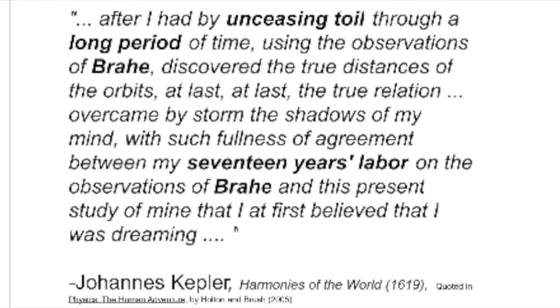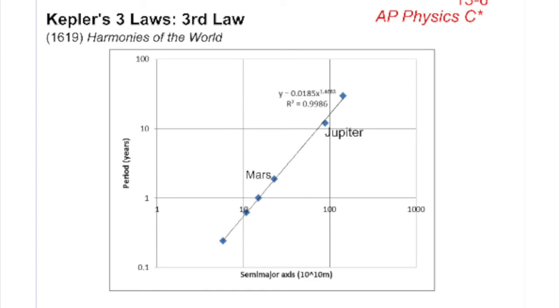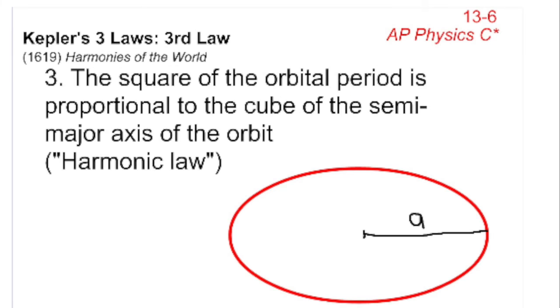And you can use the amazing technology of log-log paper to see that you will get a straight line on log-log paper, which is equivalent to the fact that the ratio of each of these variables raised to a power is always constant. And so Kepler's third law is just that the square of the orbital period is proportional to the cube of the semi-major axis of the orbit. Again, the semi-major axis here is just a line that goes from the center of the whole ellipse to the furthest edge away from it.